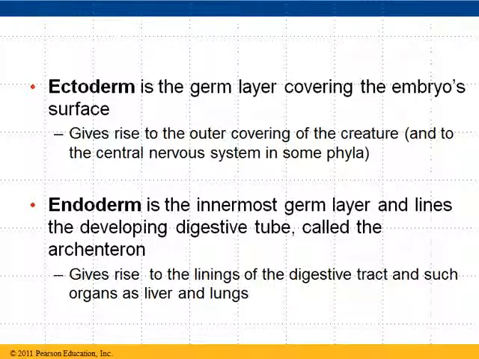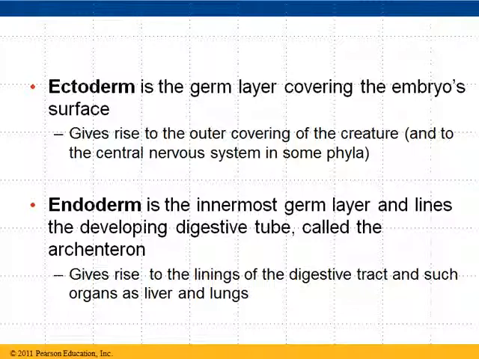This is the archenteron. So this developing internal tube that comes from the endoderm is called the archenteron, and that's going to develop into usually the digestive tract of most of the animals we're going to look at.